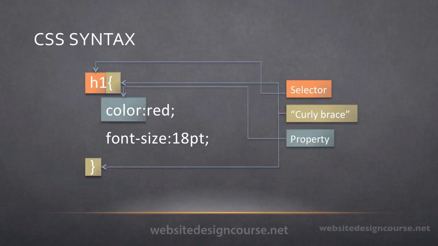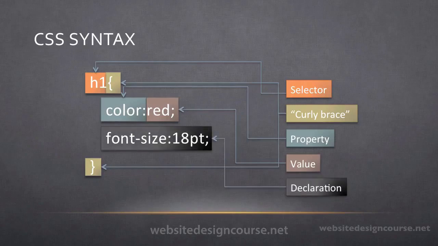The next piece here is what we call the property. Notice how in CSS, the property is followed by a semicolon. Following the property, we have the value, and notice how the value is followed by a semicolon. I think I said the property backwards. The property is followed by a colon, and the value by a semicolon. Make sure you understand the distinction there. And the entire property and value set together is what we call a CSS declaration.